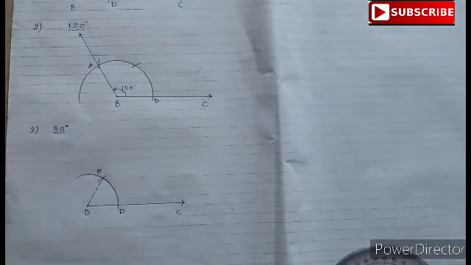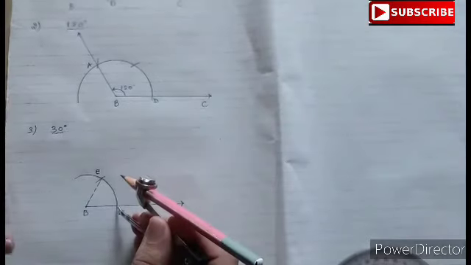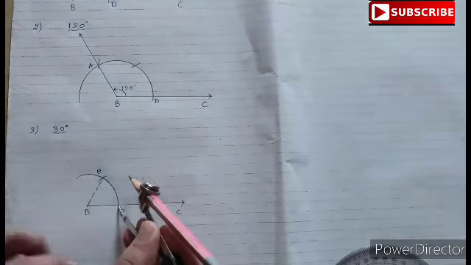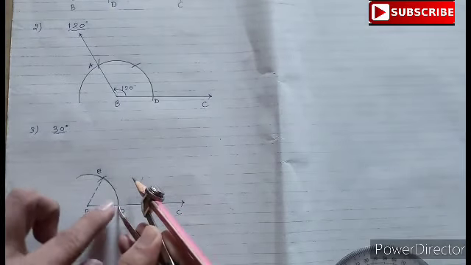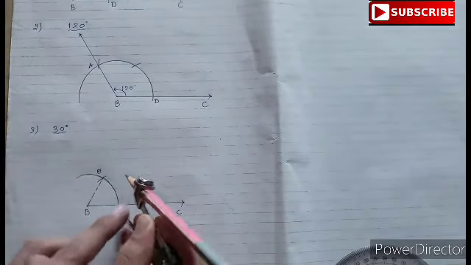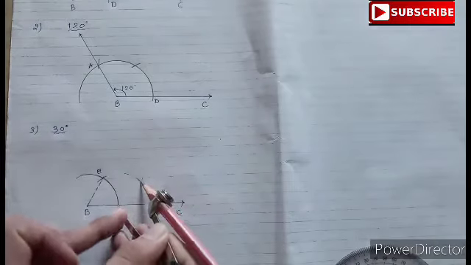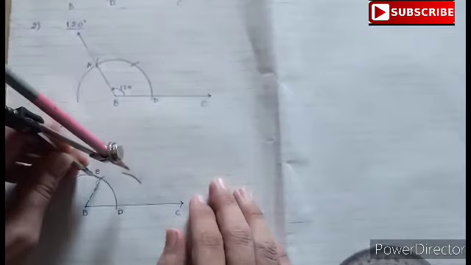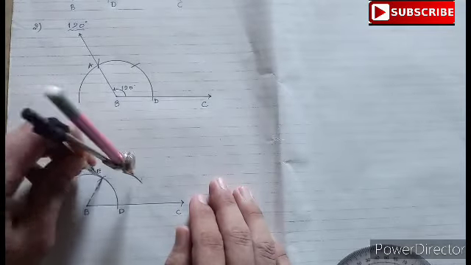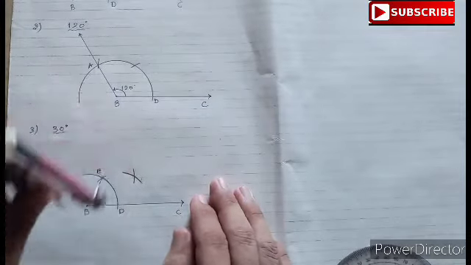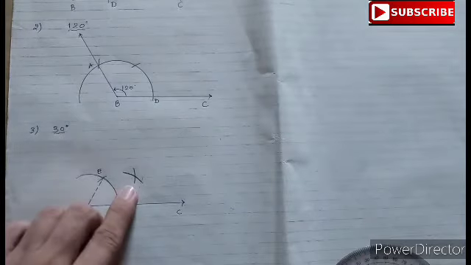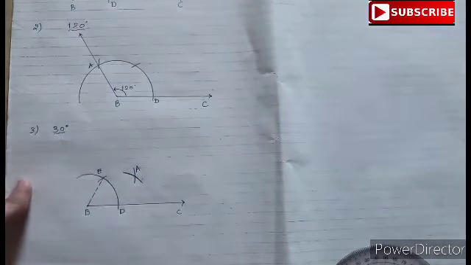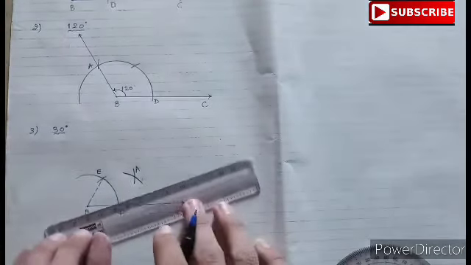30-degree angle will be the bisector of 60-degree angle. Therefore from point D and from point E, one by one, taking radius at least more than half of ED, make an arc taking D as center, as well as make another arc taking E as center. So you will get the intersection of these two arcs. Suppose we call this point as point A. Now we have to draw ray BA.